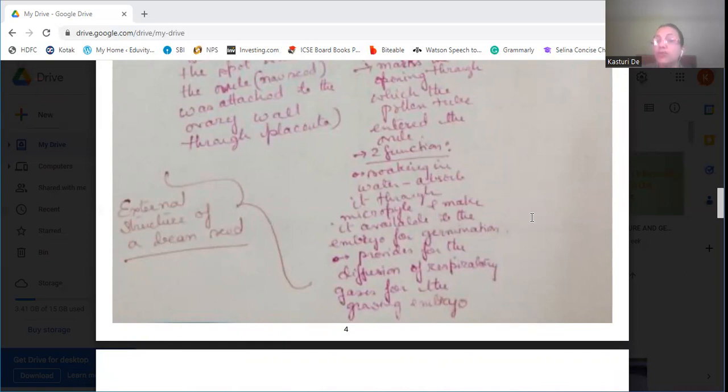Another thing, it provides the diffusion of the respiratory gases from the growing embryo also. So not only does it absorb water through this micropyle, but it will also exchange the gases for respiration by the growing embryo.